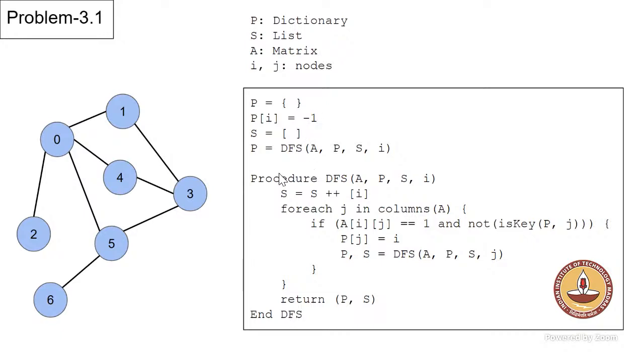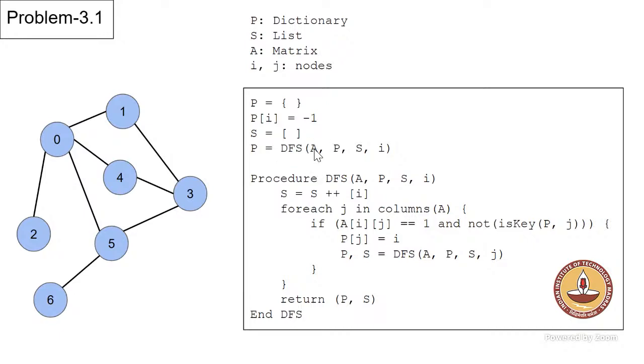Now we are calling the DFS procedure by passing A, which is a matrix, and P. This is the matrix for this graph. How can we know whether 0 and 1 are connected? If there is an edge from 0 to 1, that means if A of 0 1, that particular element value, is 1, then both 0 and 1 are connected. By checking the element value, we will know whether those nodes are connected or not.